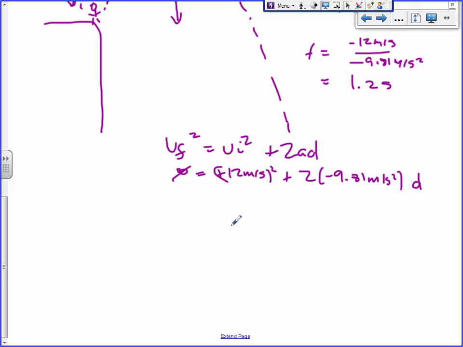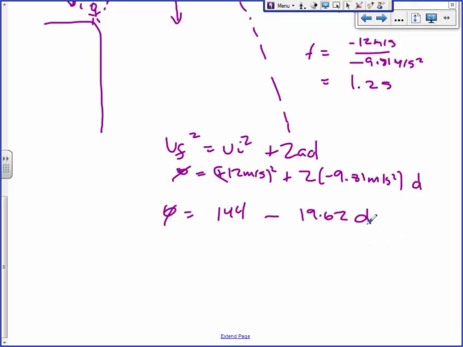Well, do the calculations and add all those together. Okay, so let's do that. 12 squared is 144. I'll just skip units temporarily. 2 times 9.81 is minus 19.62. All right. So now consider looking at this instead.